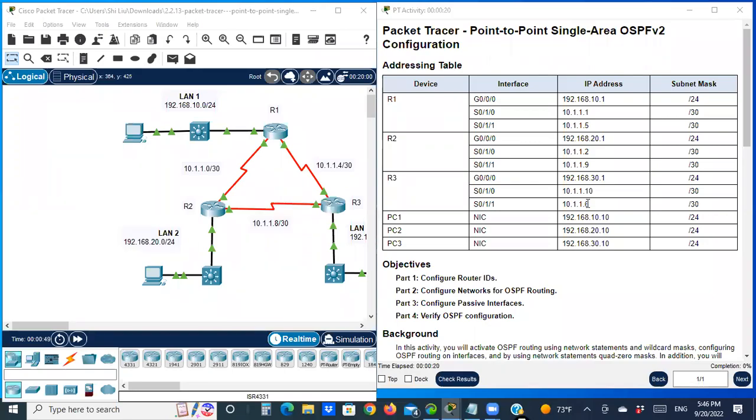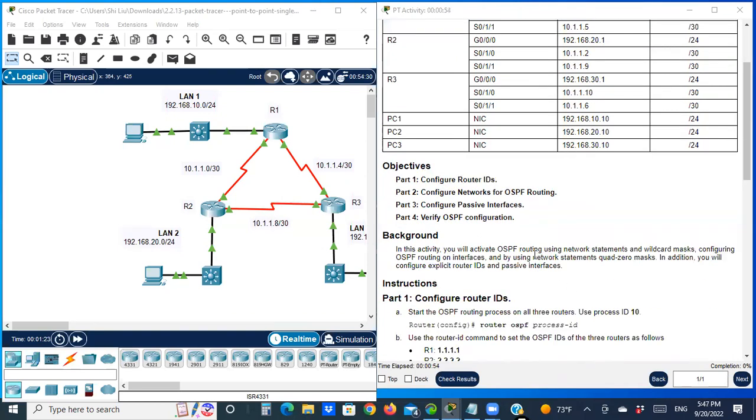Hello, everyone. Today we're going to do a Packet Tracer of CCNA 3 version 7, 2.2.13, the Packet Tracer point-to-point single-area OSPFv2 configuration. And here is the addressing table: R1, R2, R3, PC1, PC2, PC3, objectives, background. And you can read all this information yourselves.